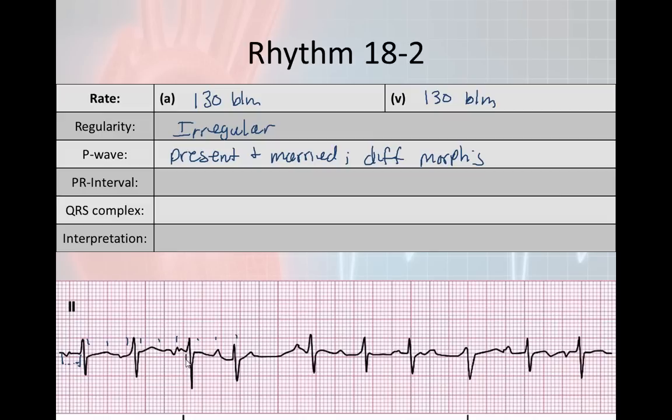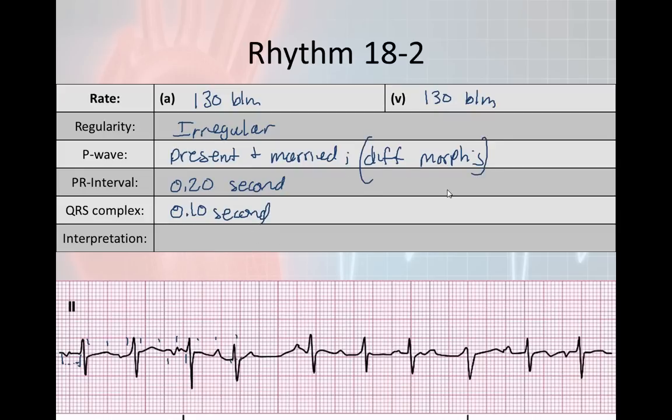Look over here, this one right here to here looks to be about 0.20 again. So I'm going to go ahead and say 0.20 second. What does the QRS look like? It looks nice and narrow. It looks really good. It does. It looks to be about 2, so about 0.10 second.